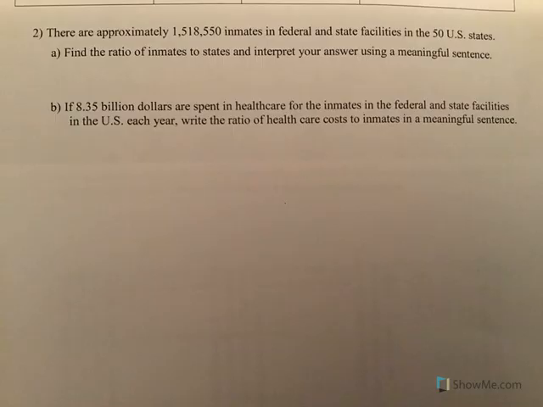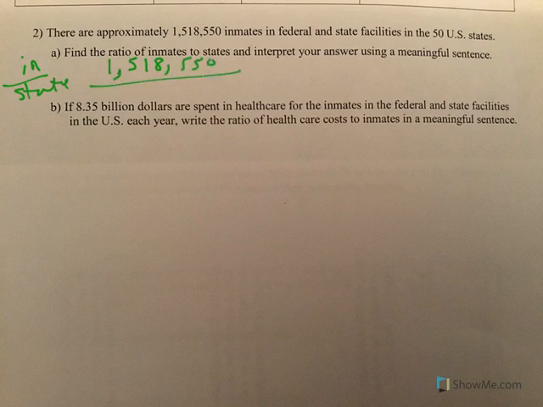There are approximately 1,518,550 inmates in federal and state facilities in the 50 U.S. states. Part A, find the ratio of inmates to states and interpret your answer using a meaningful sentence. Okay, so we want inmates on top, states on the bottom. Well, there are 1,518,550 over 50 U.S. states.